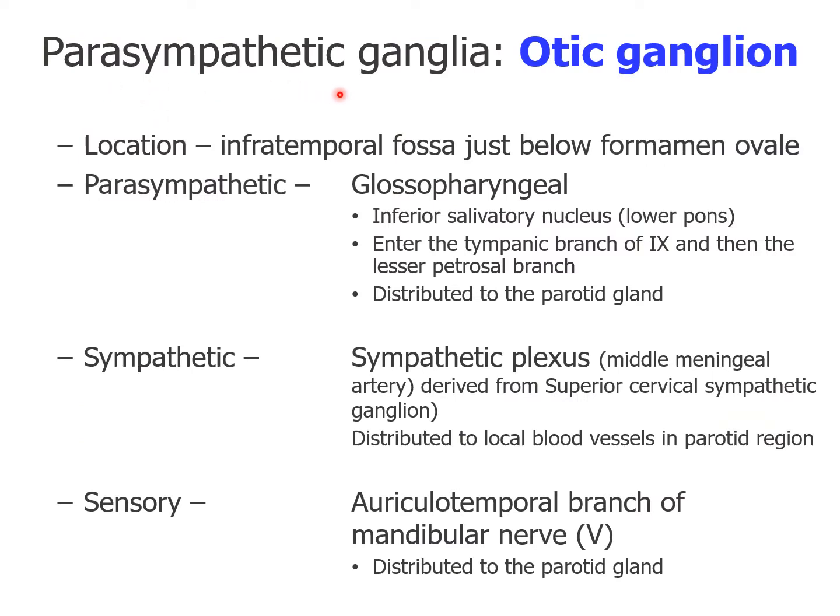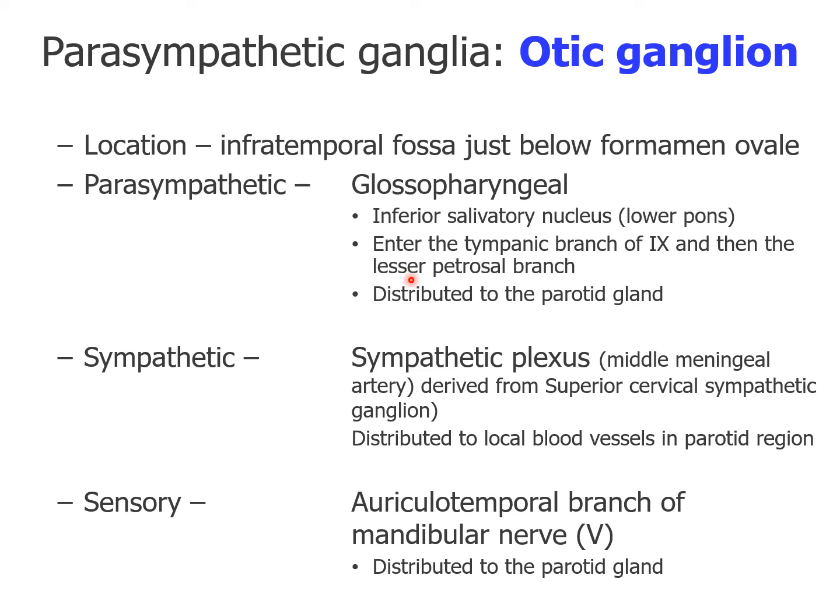The third parasympathetic ganglion is the otic ganglion, which is located in the infratemporal fossa just below the foramen ovale, which transmits the mandibular division of the trigeminal nerve. The parasympathetic fibers originate in the inferior salivatory nucleus in the lower pons, then enter the tympanic branch of the glossopharyngeal to the tympanic plexus, and then finally to the lesser petrosal branch of the glossopharyngeal, which conveys these preganglionic parasympathetic fibers to the otic ganglion.